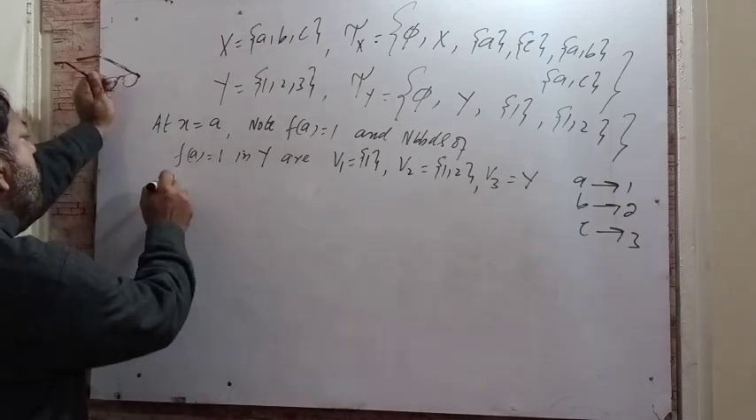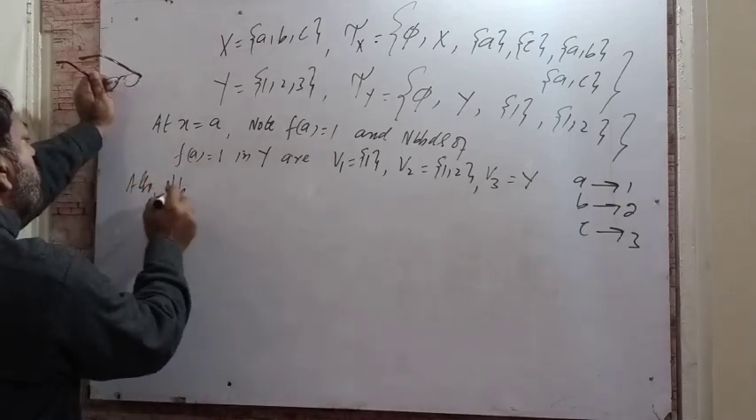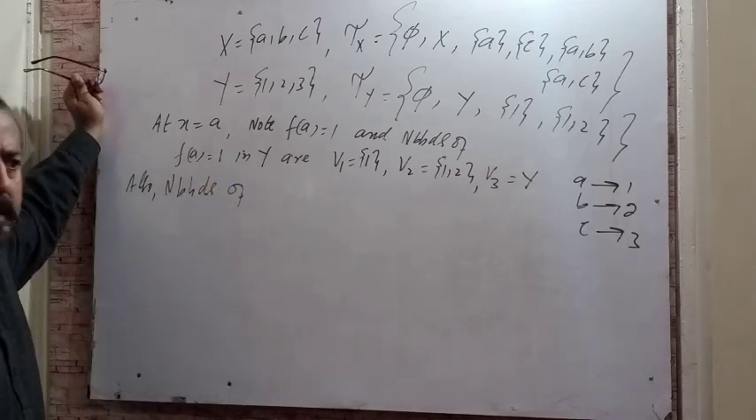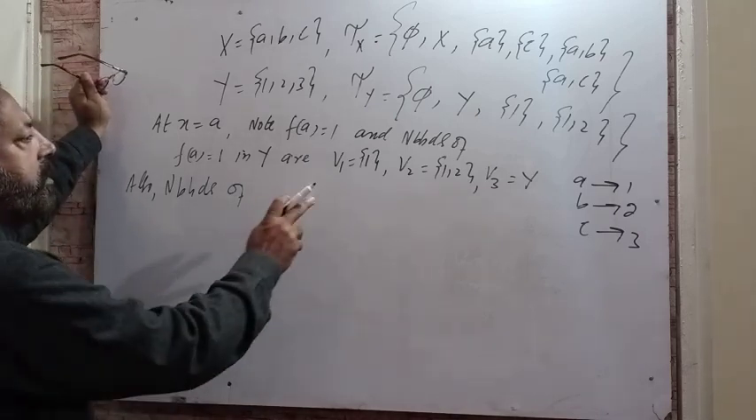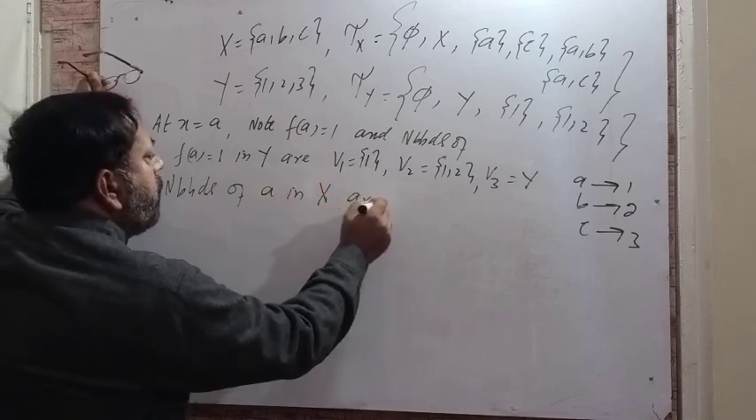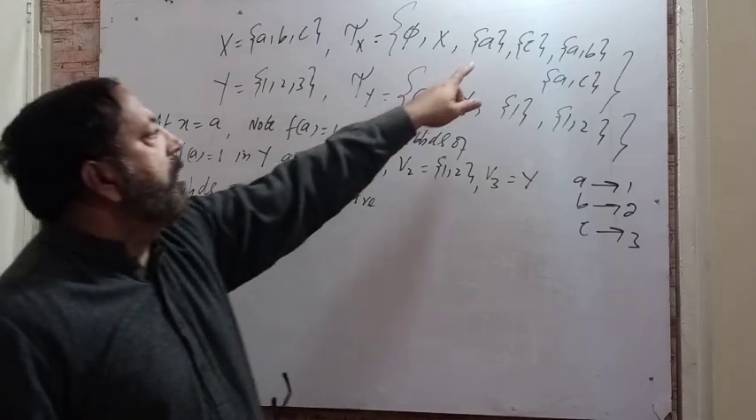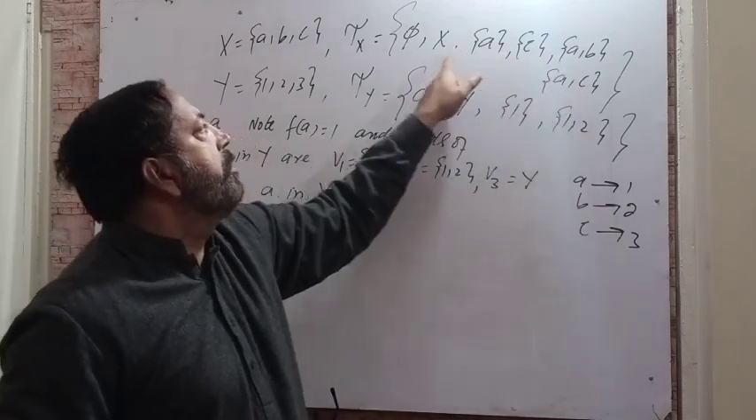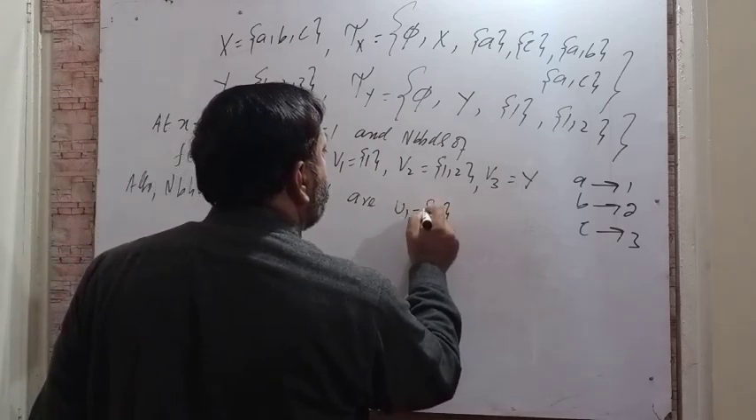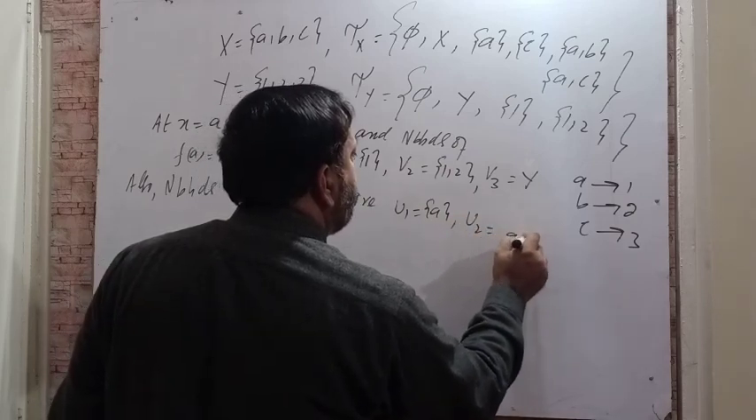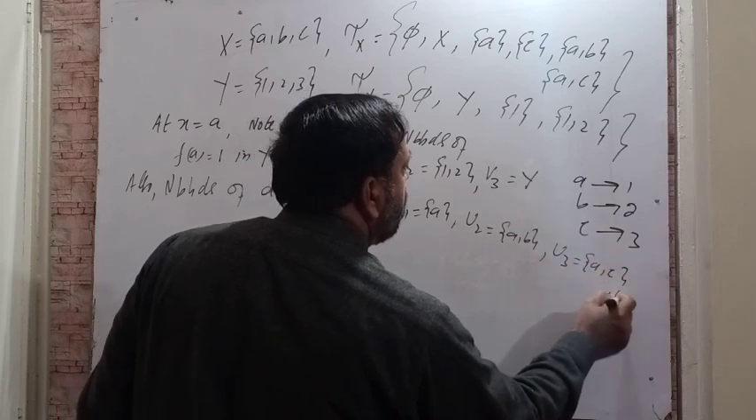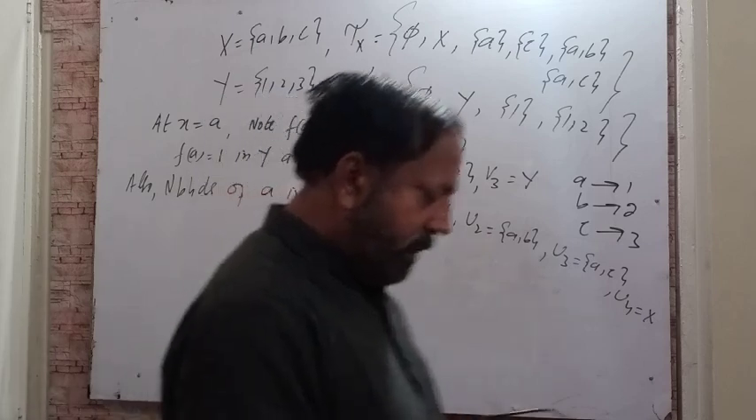Similarly, you can write the neighborhoods of a in x. What are these? You have u1, u2, u3, u4. You have 4 neighborhoods. So u1 is equal to {a}, u2 is equal to {a, b}, u3 is equal to {a, c}, and u4 is equal to x. Right? We have 4 neighborhoods.